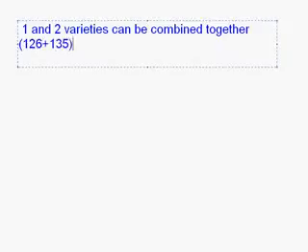So varieties 1 and 2 can be combined together. Since the ratio is 1:1, we can easily write 120 plus 135 upon 2, which will be equal to 127.5 rupees per kg. Okay, so this is what we got. Now this is a kind of new variety. So we have got one new variety of 127.5 rupees per kg.